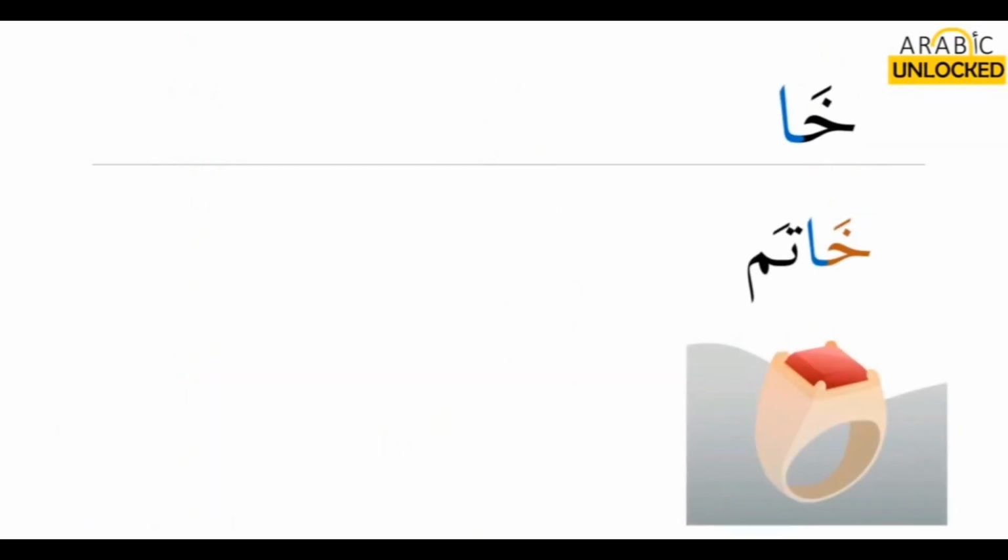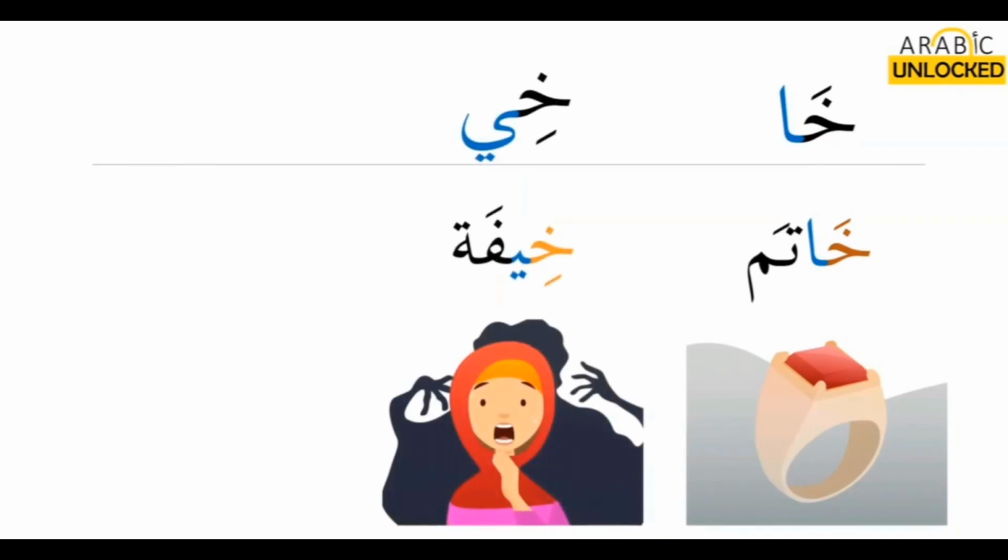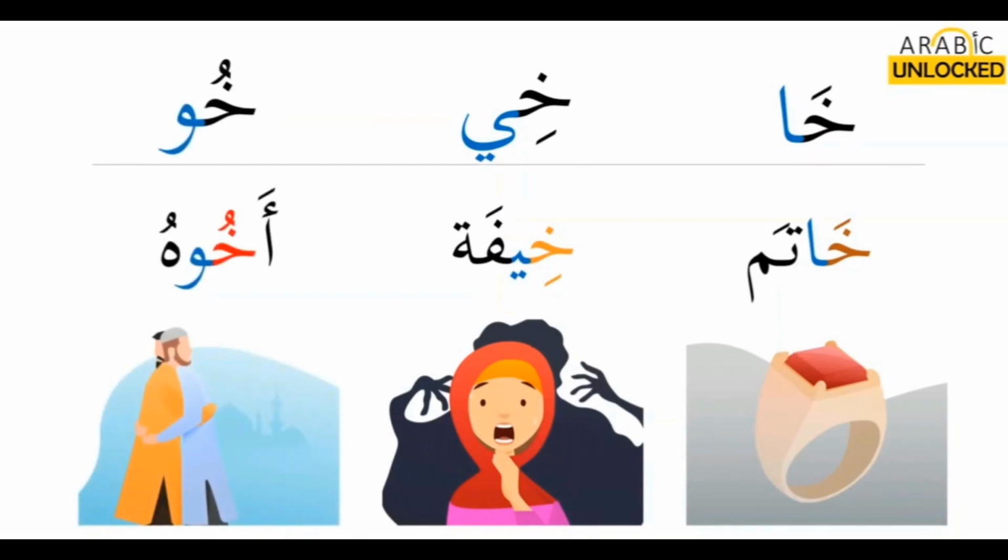With long vowels, the Kha with an alif makes a kha sound, like in the word khatam, which means ring. With a ya, it makes a khi sound, like in the word khifa, which means fear. And with a waw, it makes the sound khu, like in the word akhuhu, which means his brother.